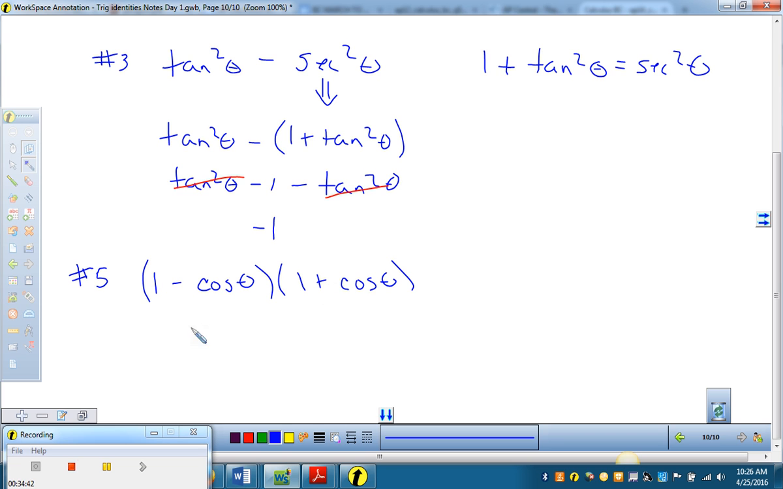When we foil it, the first gives us 1. Outer is going to give us plus cosine theta. Inner is going to give us minus cosine theta. That's lovely. And last will give us minus cosine squared theta. So those middle terms cancel. We have 1 minus cosine squared theta. And what is 1 minus cosine squared theta equal to? Sine squared theta. Very nice. There's our answer.